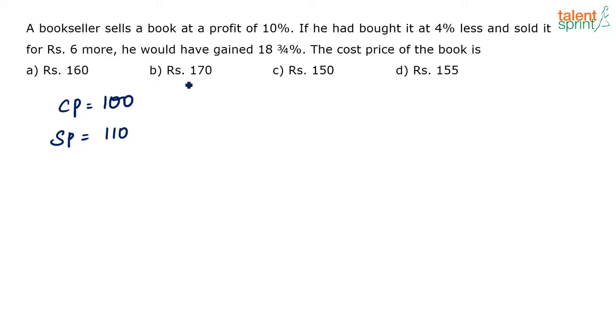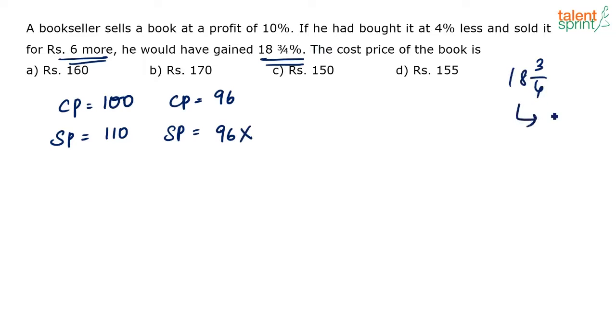Now they are saying that if the cost price was 4% less, or if the cost price was 96 rupees and he sold it for 6 rupees more, he would have gained 18 3/4%. Now I am not going to take the 6 rupees here. So if I assume that the cost price is 100 rupees and the selling price is 110, correct? Now if the cost price is 96, when he sells, he should gain 18 3/4%. So what should be his selling price? His selling price has to be 96 into this. What is 18 3/4%?